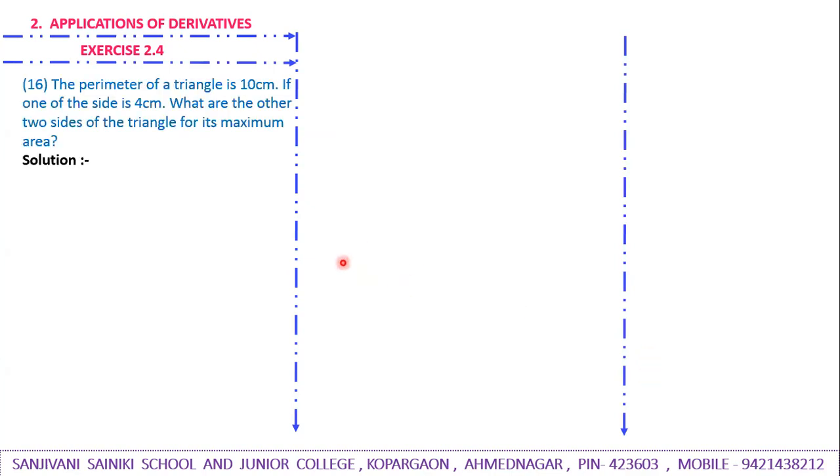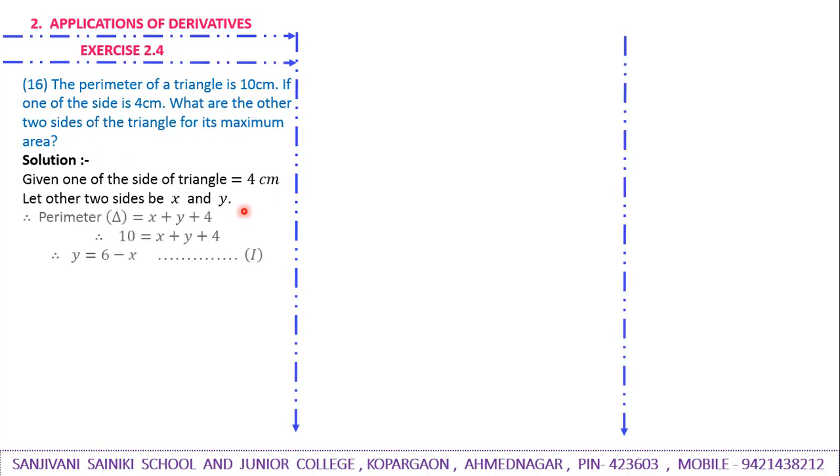The perimeter of a triangle is 10. That means the sum of the three sides of the triangle is 10 centimeter. If one of the sides is 4 centimeter, what are the other two sides of the triangle for its maximum area? Now one side of the triangle is given as 4 centimeter. Let the other two sides be x and y. So the perimeter is x plus y plus 4, but it is given that it is 10. So x plus y is 6. So y is equal to 6 minus x. So the three sides are x, 6 minus x, and 4.